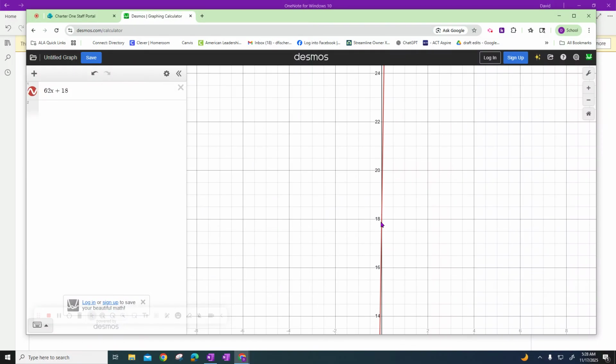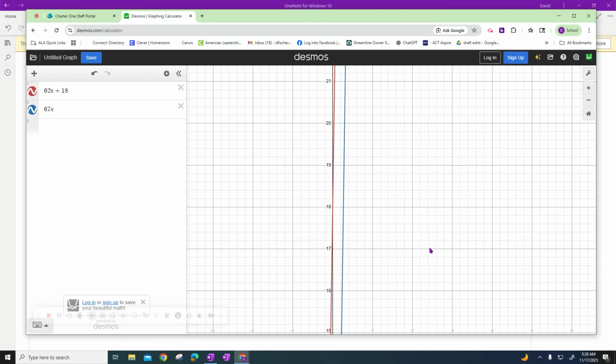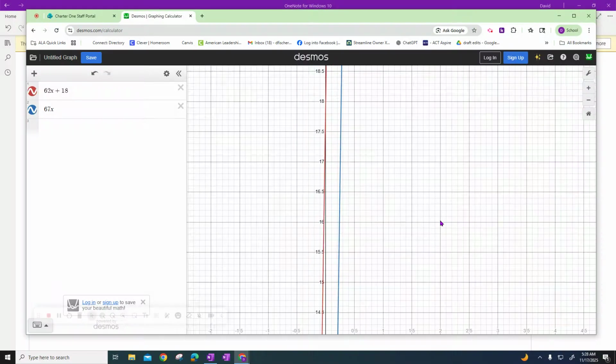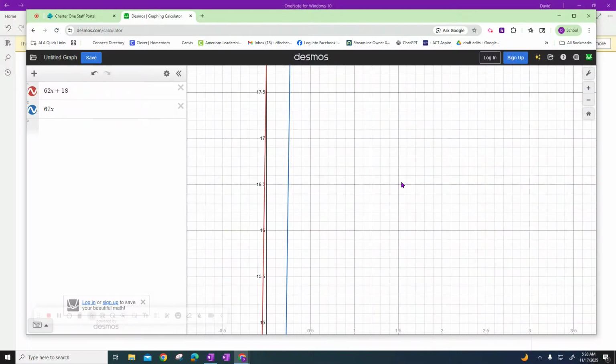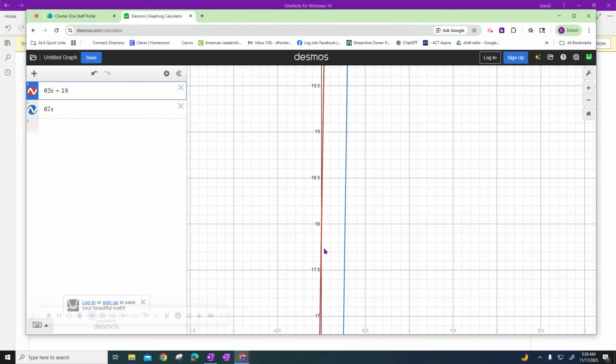I'm not seeing a dot. Might be right there. Alright, let's go put in the other equation. You just click on the box below it, and we're going to put in 67x. And now I got my other graph. Now, if we zoom in, a lot of times they'll put a dot because they know you're looking for where they're going to be the same.